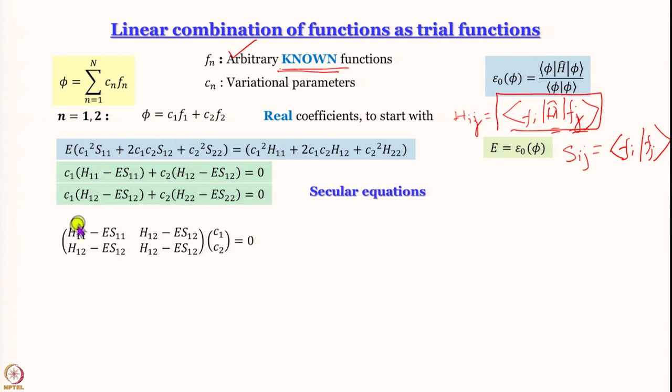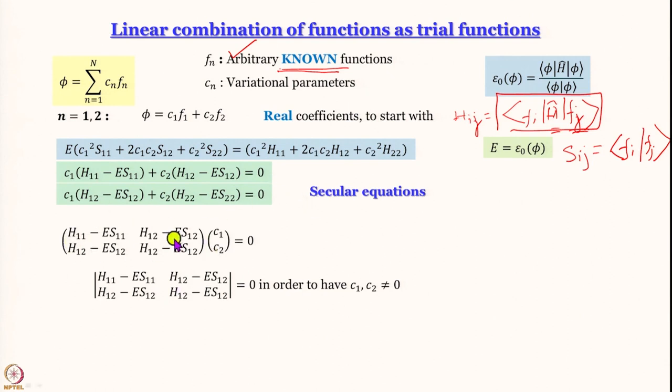And if you study the theory of linear equations, for C1, C2 to be non-zero, that is, to avoid the trivial solution, the secular determinant of this matrix must be equal to 0. That is very well known from mathematics and has existed for a long, long time. So the secular determinant equal to 0, that is what you have to solve.